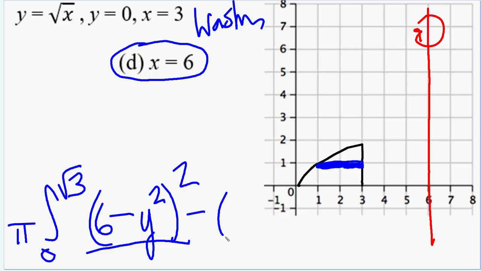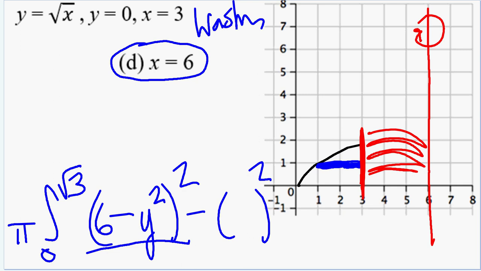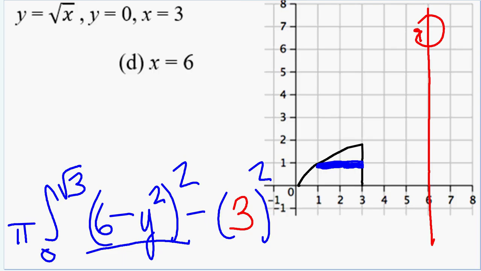Now our inner radius, also quantity squared. This is a little easier. Here is our inner radius, and that is consistently 3 units away from the axis of rotation. Boom. So let's do a little bit of algebra with this. I've got my pi.